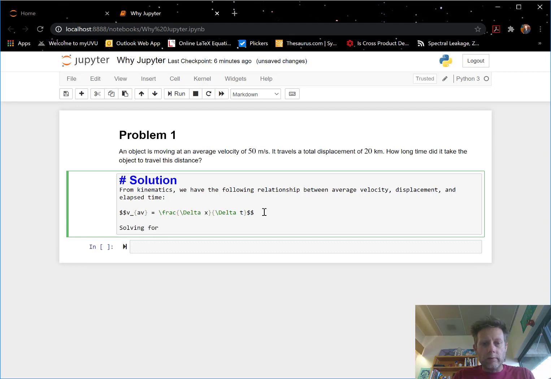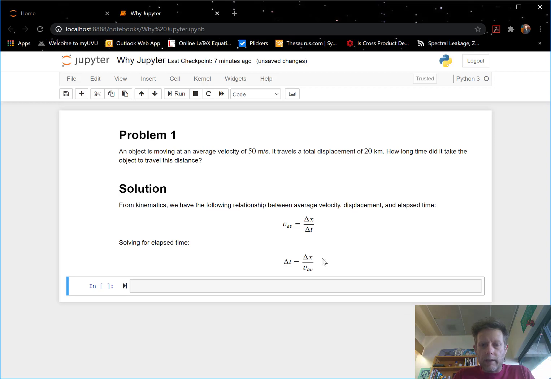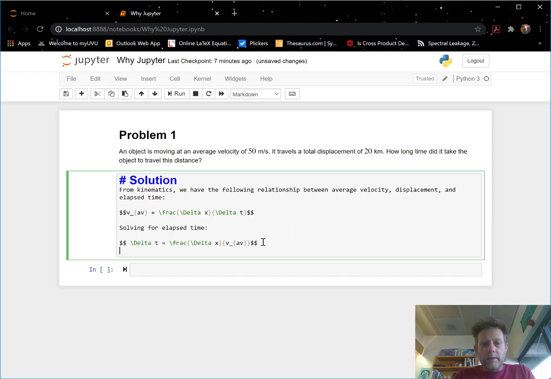Solving for the elapsed time. I can copy paste that equation if I wanted to, but I can also just say the elapsed time, delta t. It's going to be an equation. It's equal to the fraction of the displacement, which is delta x, divided by the average velocity. See how it looks like. Looks good. Go over the same box.